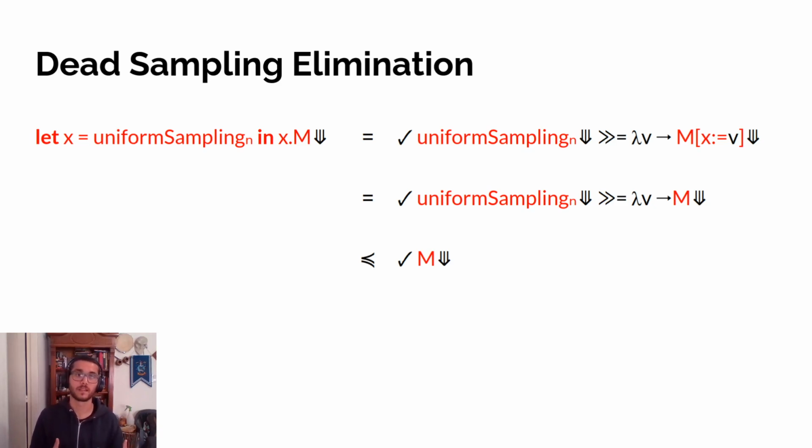Since M is a closed term, there are actually no free occurrences of X, so M remains the same after the substitution. And also, since the uniform sampling program generates a uniform probability distribution, we can safely remove it without modifying the distribution generated by the valuation of M. And we have just proved our first improvement in probabilistic calculus.